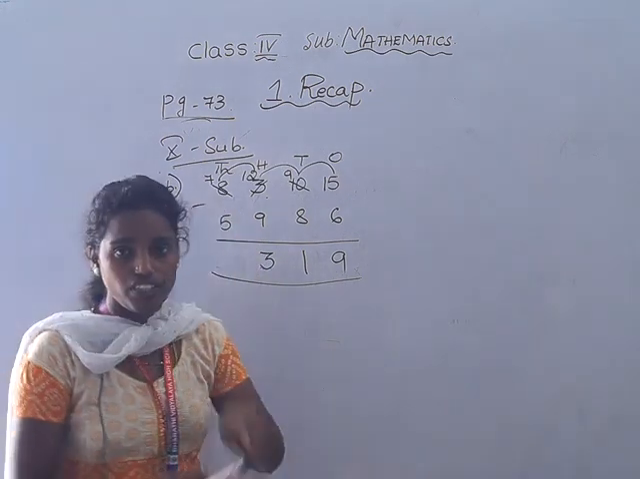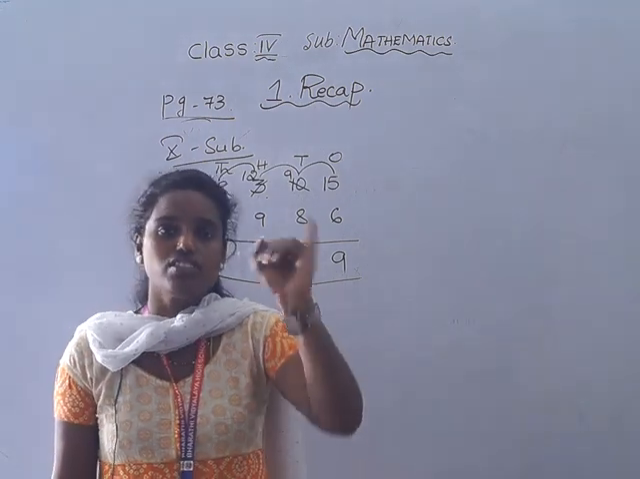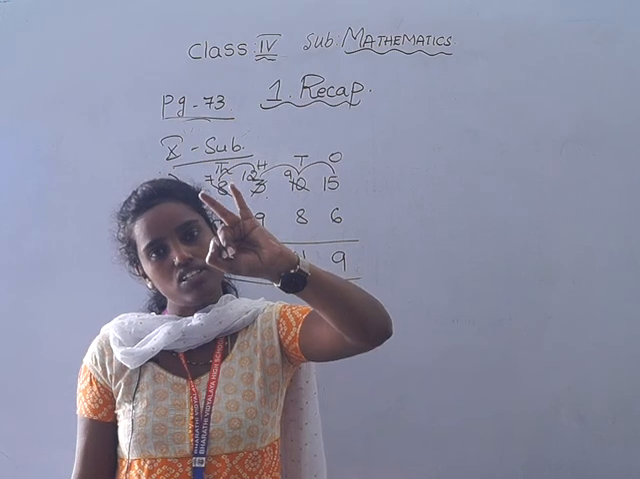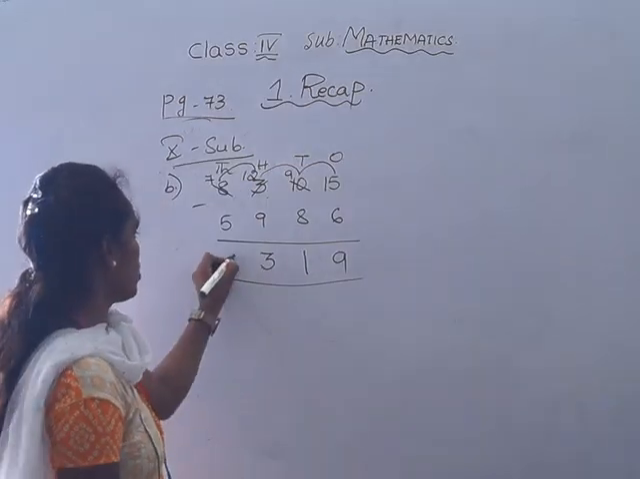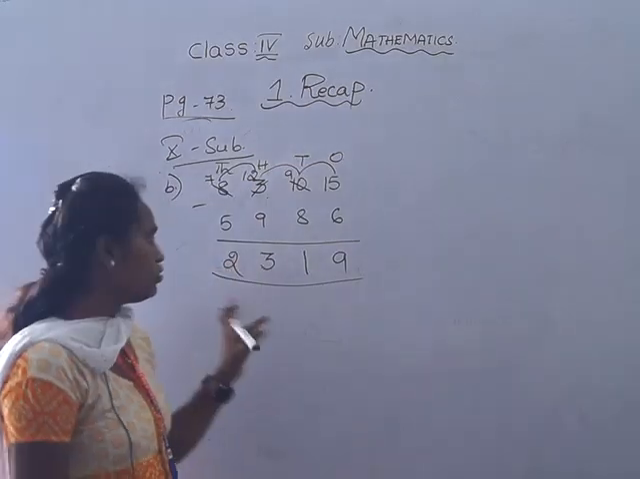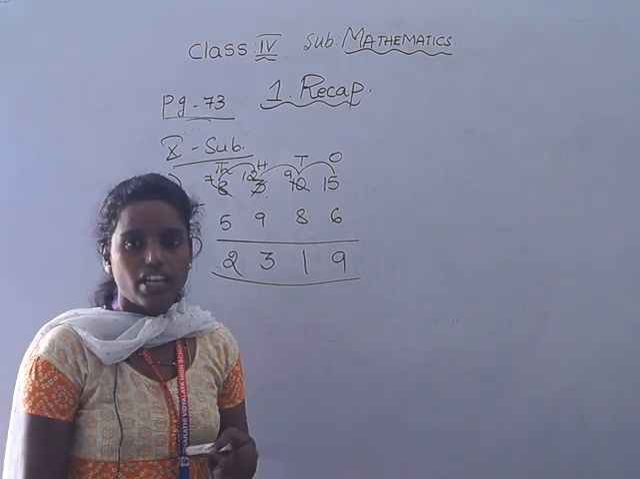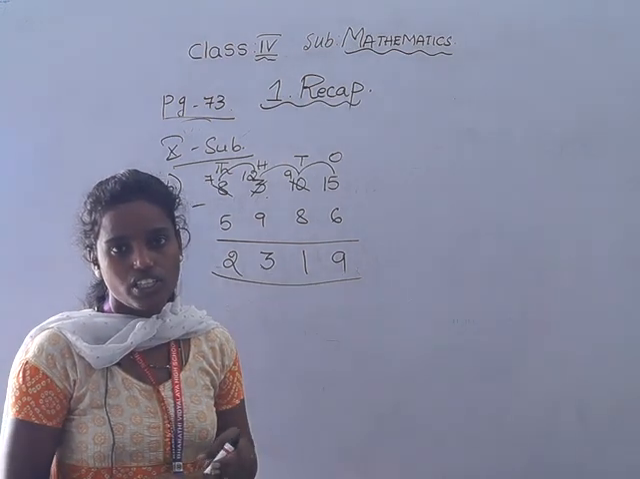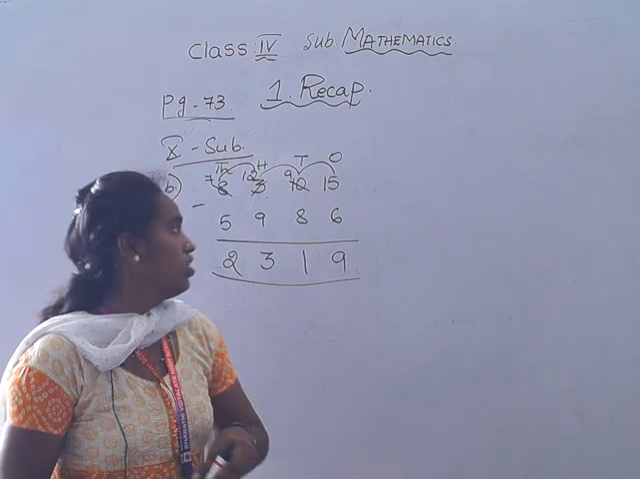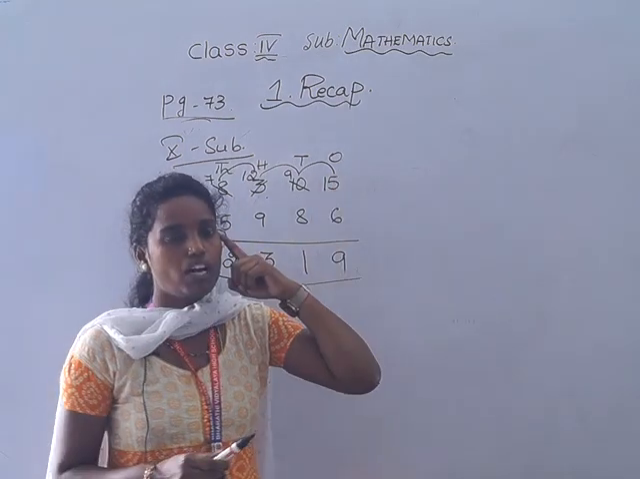Next 7 in the mind. 5 after 6, 7. So how many children? 1, 2. So this is 2. The answer is 2319. Have you got it children? Can I explain one more? So 15 in the mind.